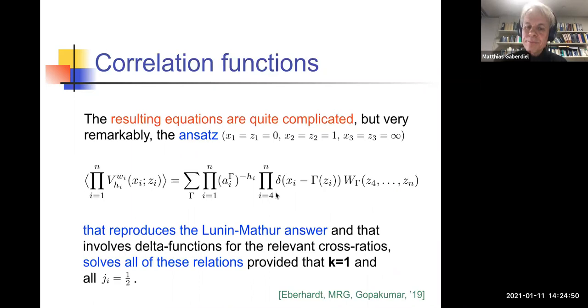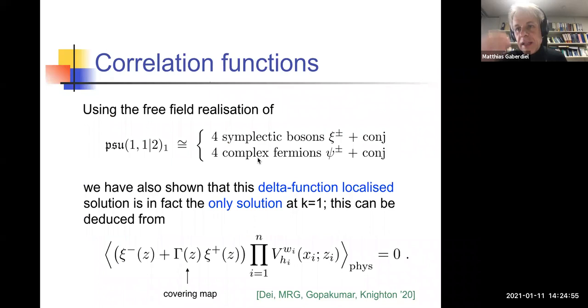Now, subsequently, and this was done a few months ago, so this analysis was really done on the level of SL2R, not paying any attention to SU2, not paying any attention to the supergroup, but only looking at the SL2R factor. And if you actually want to use the full power of the supergroup, then you can use the fact that PSU(1,1|2) has in fact a free field realization in terms of symplectic bosons and free fermions. And then there is a magic identity that relates the two symplectic bosons with the covering map inside a correlation function. So this is an identity you can analytically prove to be zero.